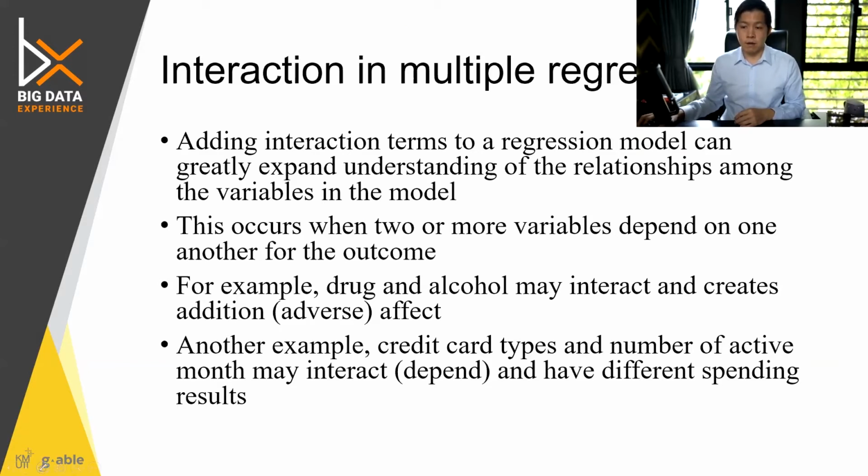A lot of them occur in reality, like when the outcome depends on more than just one variable. If we talk about drug and alcohol levels, that's why doctors suggest that you should not take drugs with alcohol, should take drugs with milk, because there are certain interactions between them. Or the number of infected people, or credit card types and the number of active credit card usage per month. These are also interactions.